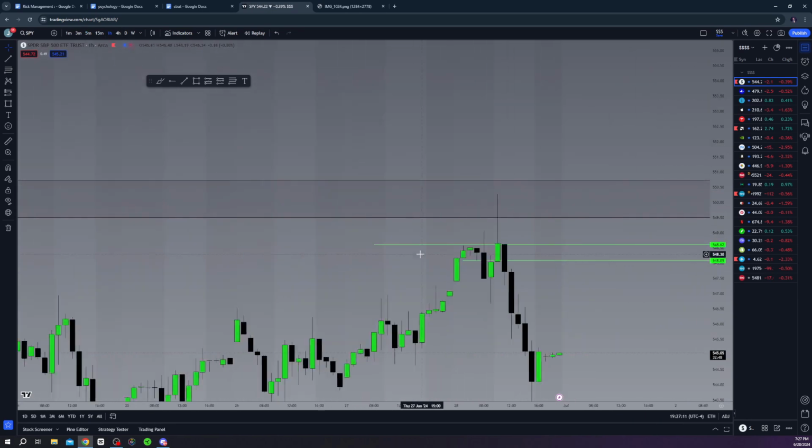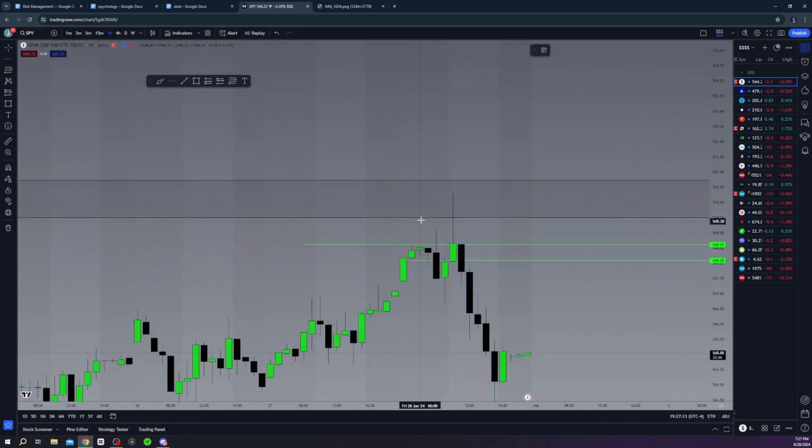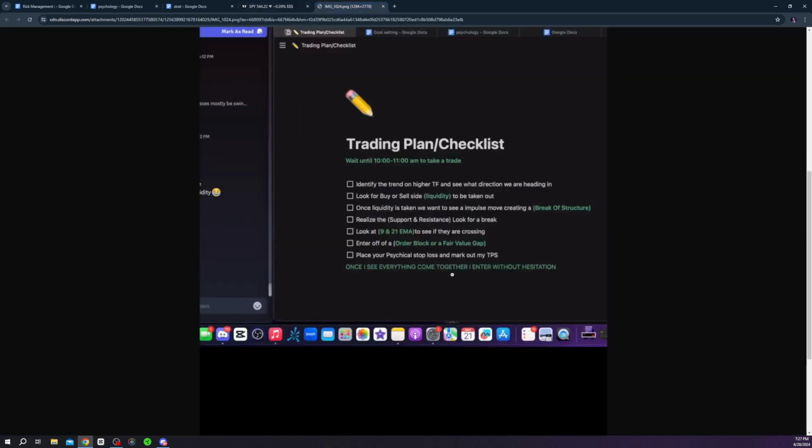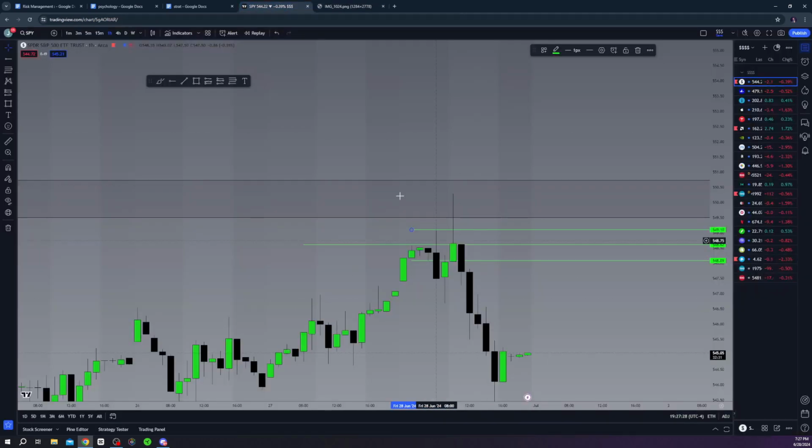So on the 1 hour, remember we were talking about, I'm looking at this high right here to get swept. Boom, we're sweeping and we closed below. There's another checklist. Check that off. Once liquidity is taken, we want to see an impulse move creating a break of structure.